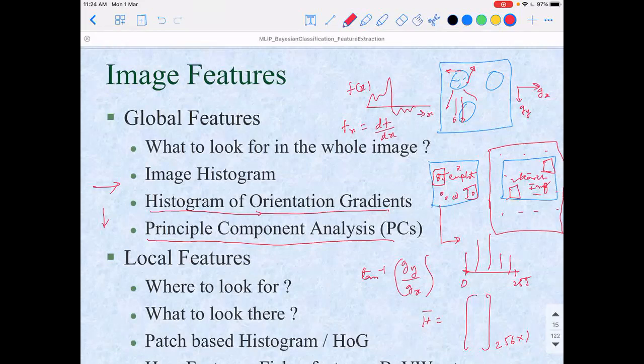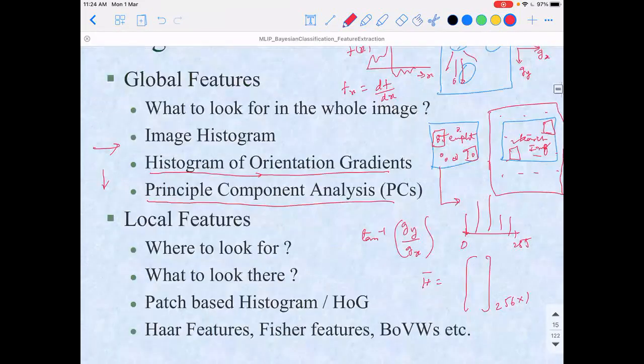And now let us come to what are good local features. Again, when we say local features, the first question is where should we look? Because they are local features. As we said, high contrast points, or points highly distinct from their neighborhoods, or the corner points. Where should we look? High contrast points.